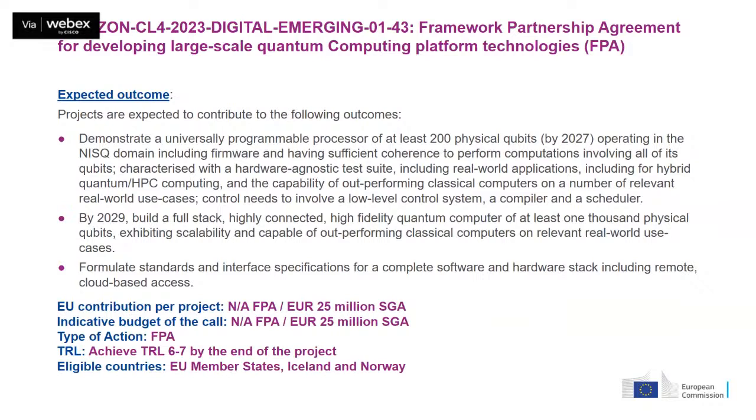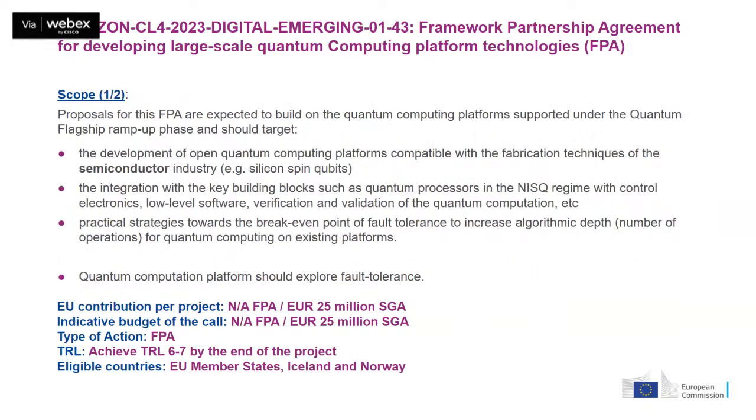Regarding financial data, for the FPA there is no budget. However, the first SGA for this FPA will have a budget of 25 million. The type of the action is an FPA, and we expect a TRL of 6-7 by the end of the project. The same restriction conditions apply as for the previous call. So again, here I will note that we forgot to add Israel in the associated countries. If we can move to the next slide, please.